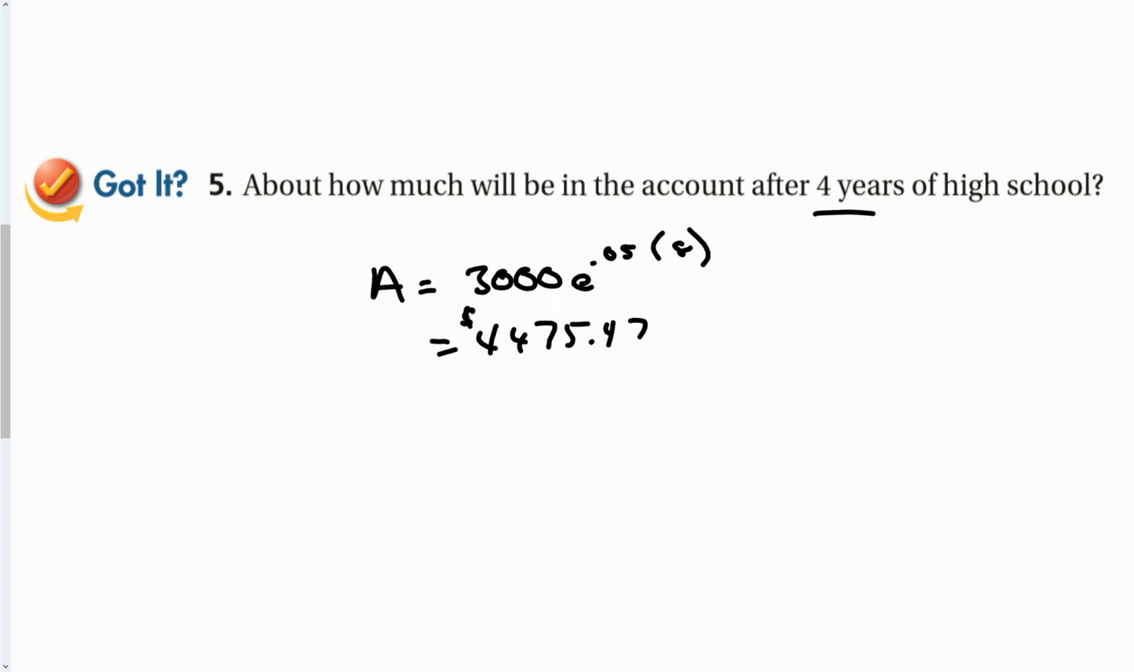Okay, so you do get a little bit more, right? It's not just another 600 bucks, right? Because we're continuously compounding. We're compounding interest on top of interest. My final answer is a little bit bigger.